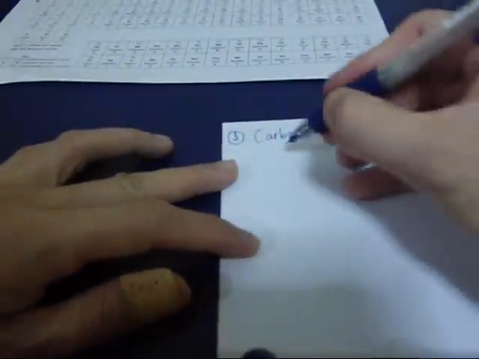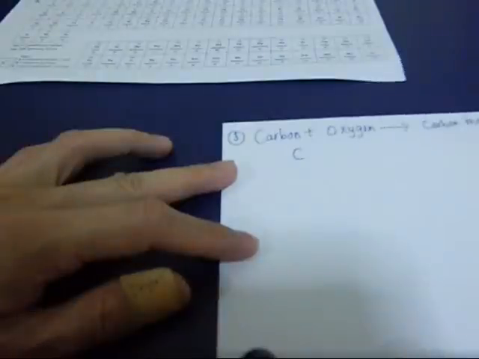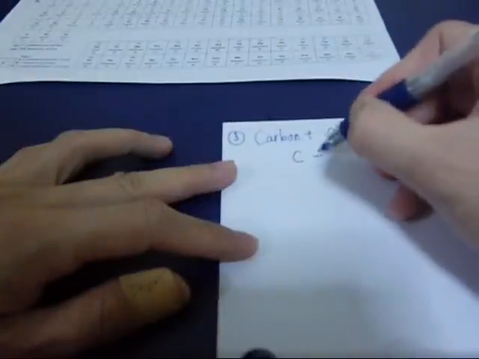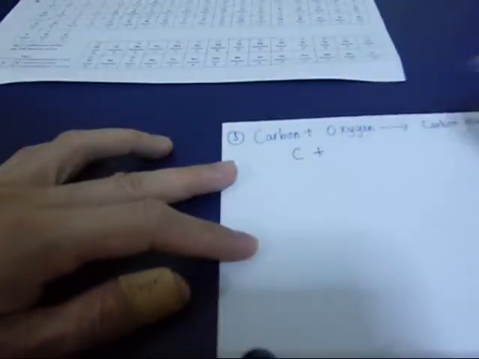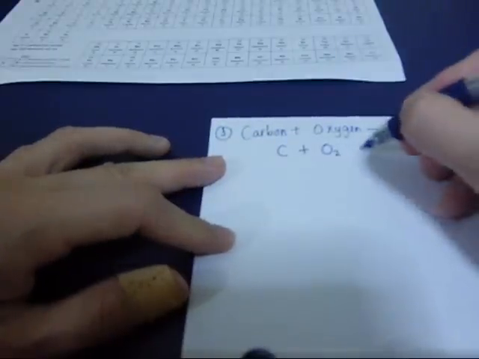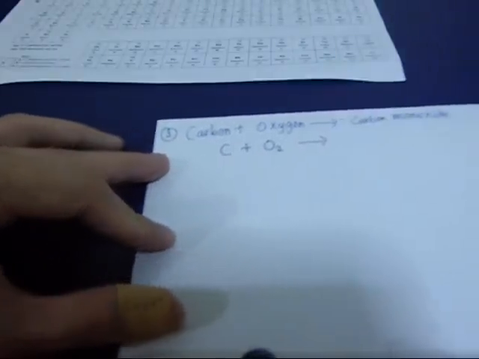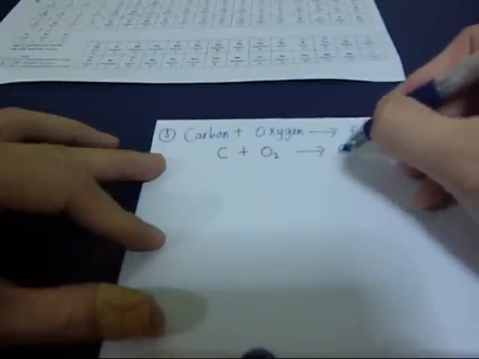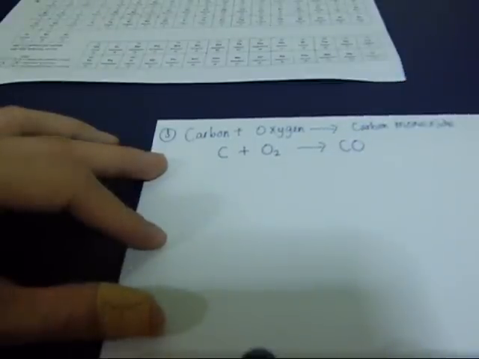So one by one, carbon from your periodic table, it is C. Oxygen is in molecular form, so it is O2. And then carbon monoxide, this one you need to remember the formula. Carbon monoxide is CO, just like that.